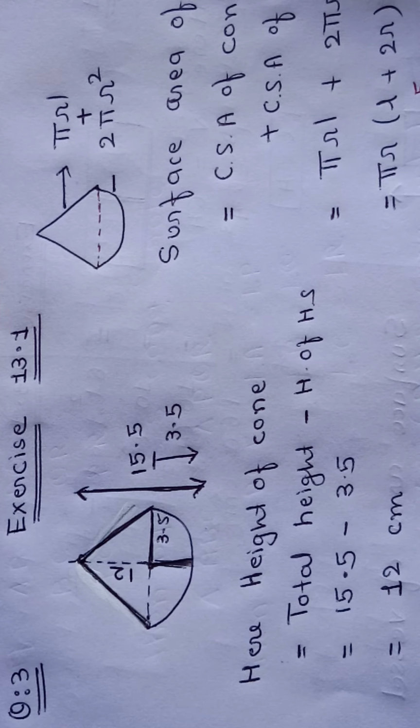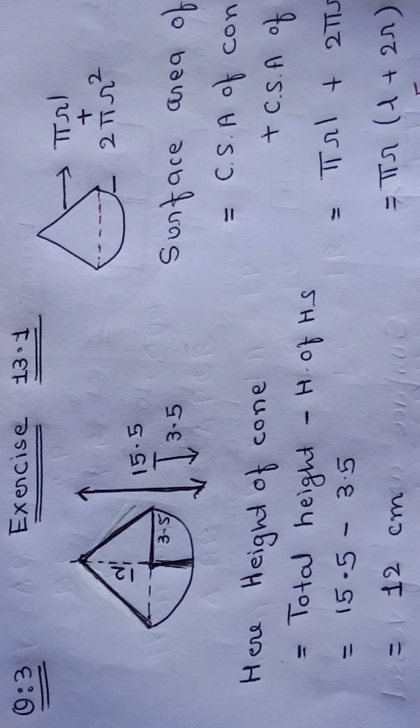Let us see exercise 13.1 question 3. A toy is in the form of a cone of radius 3.5 centimeter mounted on a hemisphere of same radius. The total height of the toy is 15.5. Find the total surface area of the toy.